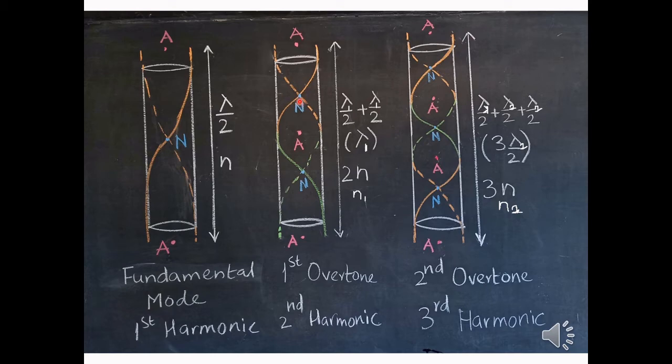Or we can say that here we have 2 pairs of half loops. This is the first pair and this is the second pair. So if N1 is the frequency, it will be twice the fundamental frequency, as here we have 2 pairs of half loops. If lambda 1 is the wavelength, then the distance between these two consecutive antinodes will be lambda 1 by 2. And as here we have 2 pairs of consecutive antinodes, the length of the air column will be twice lambda 1 by 2, which is equal to lambda 1. Here N1 is called the first overtone or second harmonic.